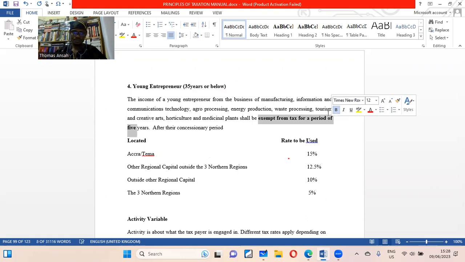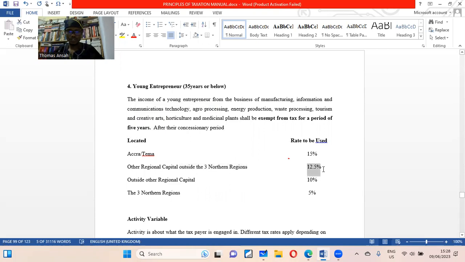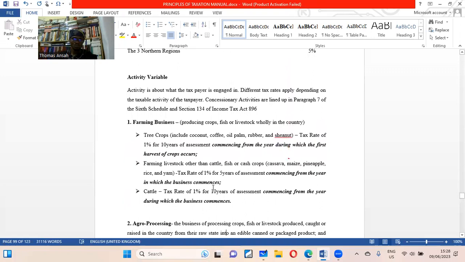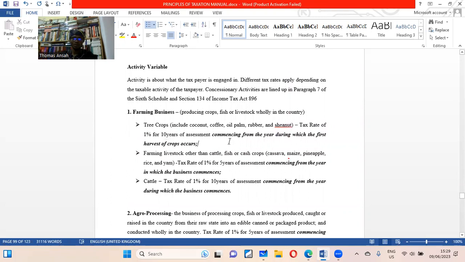After that 5 years, if you are in Accra, Tema, your rate is 15%; outside the three northern regions, 25%; within the northern region it is 5%, outside other regional capitals. So, the activity variable, the things you do: you have a concession of 1% for tree crops, and it starts from the year of your first harvest, then 5 years from commencement of business for 1% in farming livestock. Cattle is 10 years from business commencement.